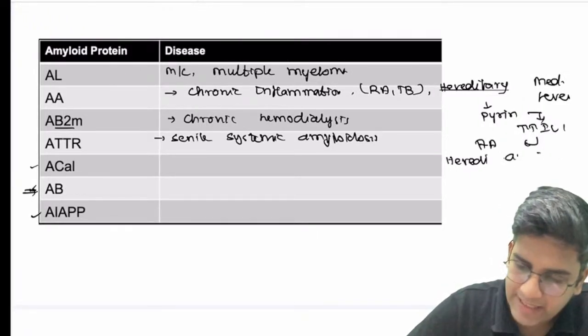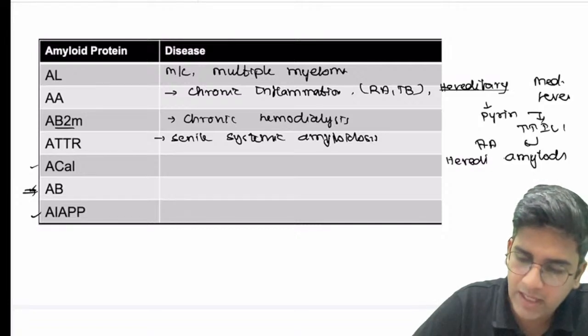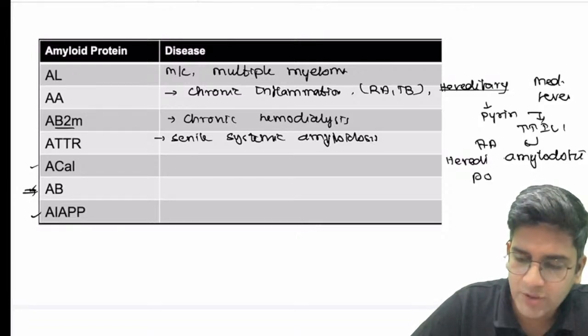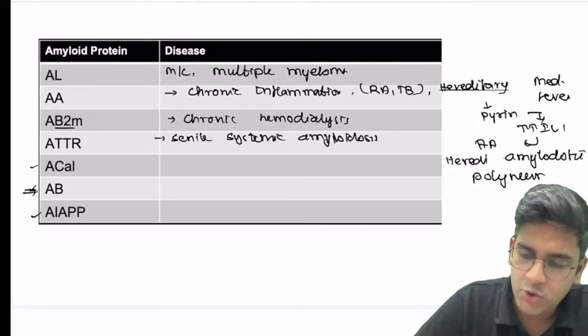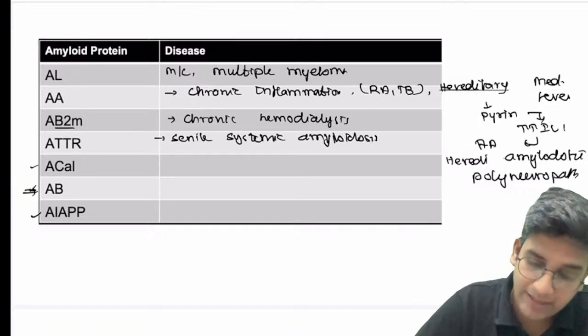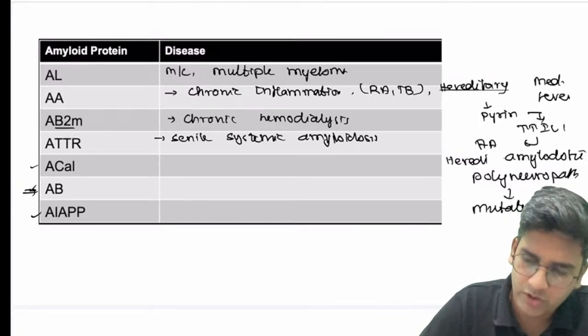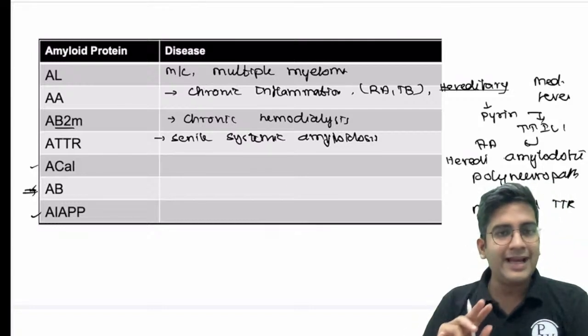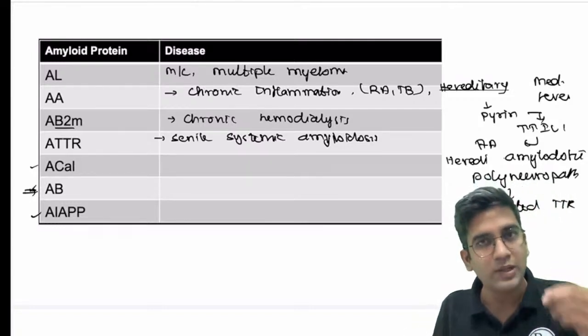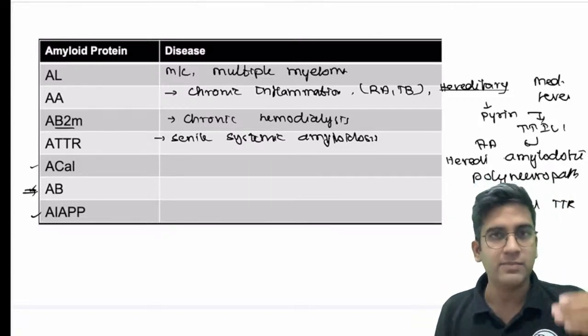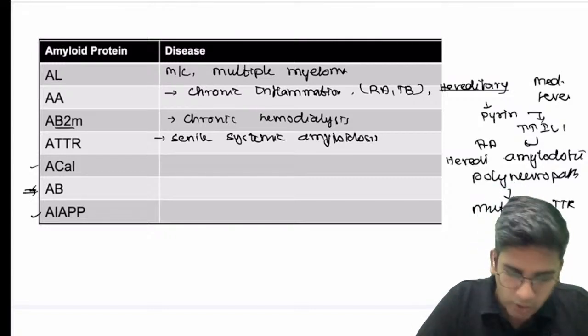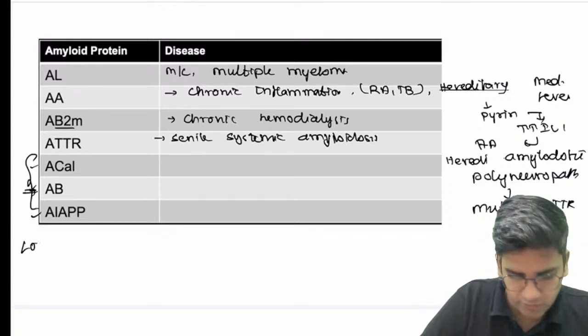There also I'll have the amyloid deposit. It's a neuron related thing. Here it's hereditary, right? You'll have mutated transthyretin that also causes the same. So AA and ATTR, both of them have two different conditions. One is acquired, one is inherited. Same here: chronic inflammation, senile systemic. And all these three are localized amyloidosis.